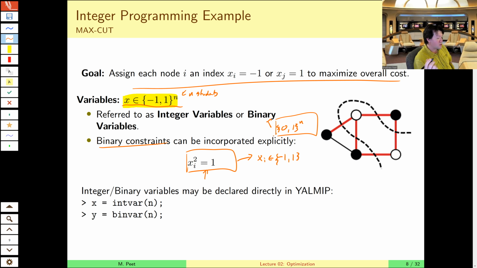Binary and integer variables in YALMIP can be declared directly, actually. We'll come back to why these are hard to solve, but you can declare them directly using these 2 commands. If you want x to be an integer variable of length n, just say x equals intvar, where n is the length of the vector. That constrains everything to be an integer.